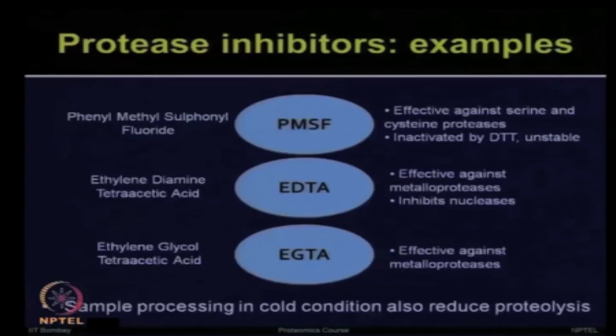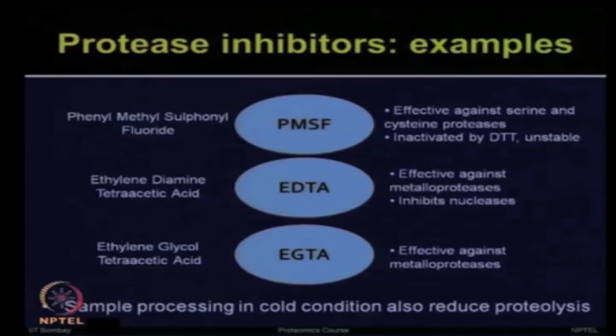Now, I will give you a few specific examples of protease inhibitors such as phenylmethylsulfonyl fluoride, PMSF, which is very effective against serine and cysteine proteases. It can be inactivated by DTT and it is unstable when you are preparing the samples for gel based applications.